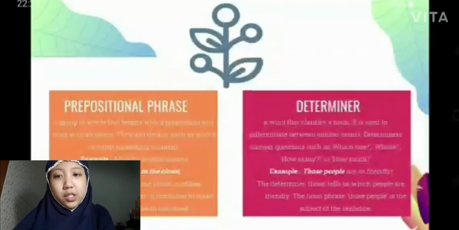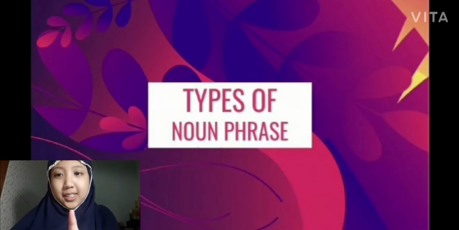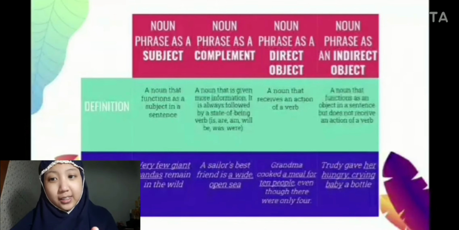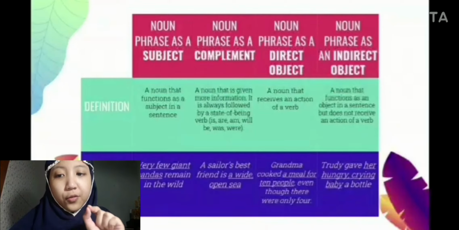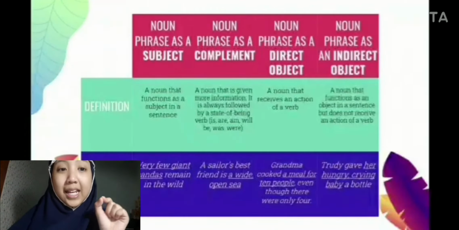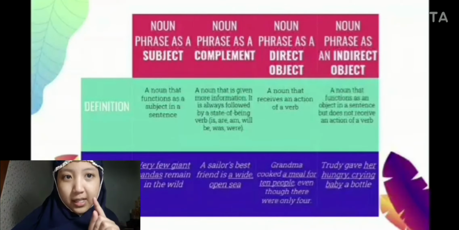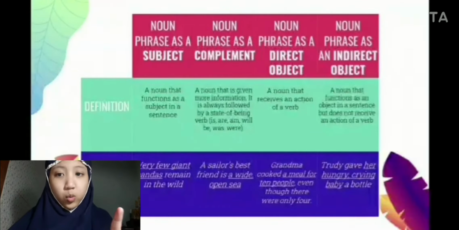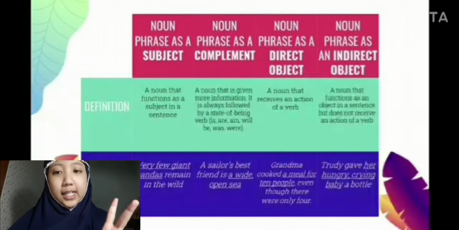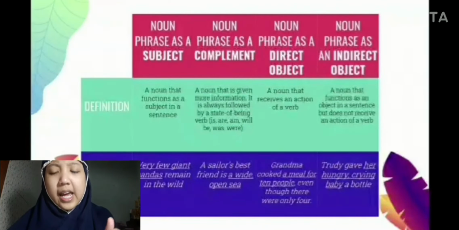Moving on, we are going to present the types of noun phrase. First, noun phrase as a subject. A noun phrase that functions as a subject in a sentence, obviously. For example, very few giant pandas remain in the wild. So the subject here is very few giant pandas, and it is also a phrase because it consists of more than one word. And then the second type is noun phrase as a complement.